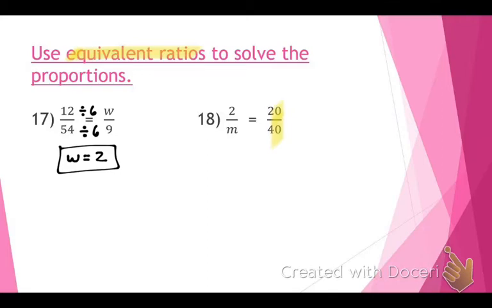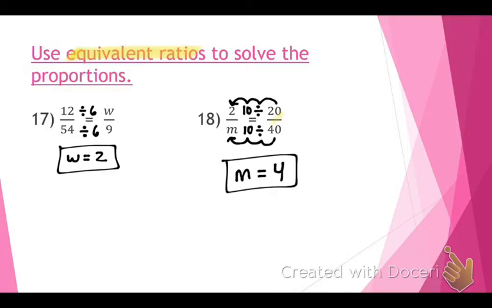So I'm going to see, how do I get from a 20 over to a 10? Do I multiply or divide? Divide by 10. If I divide by 10 on top, what do I do to the bottom? Divide by 10, okay? So 20 divided by 10 equals 2. For this one, 40 divided by 10 equals 4. So M equals 4.